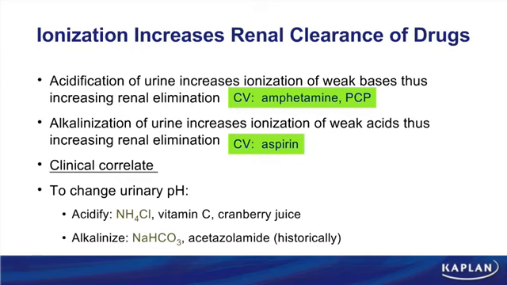So urinary alkalinization. In the margin, there's a clinical correlate that tells us exactly how we could do this. How do you change urinary pH to acidify the urine? You could use a compound like ammonium chloride. NH4Cl can be used on patients who overdose on amphetamines or PCP. You can acidify the urine with NH4Cl. On the other hand, what would be something you would use in aspirin overdose? You could use sodium bicarbonate. Sodium bicarb will alkalinize the urine. You can use this strategy to facilitate the elimination of aspirin.